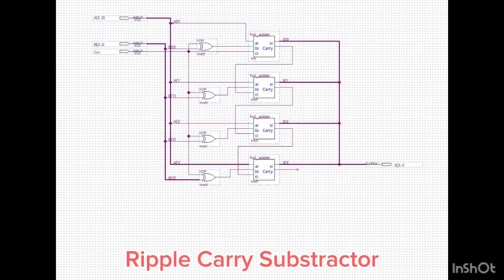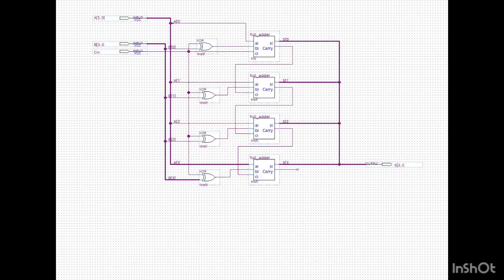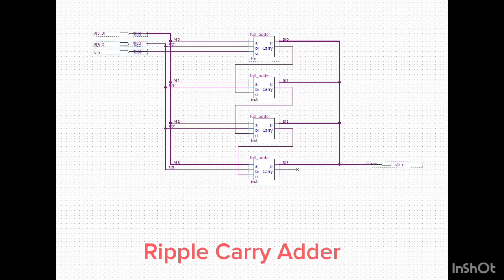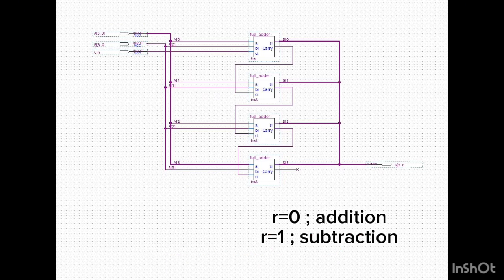So the subtraction is achieved by inverting the B input using XOR gates. In this case, the B input is connected through XOR gates, which are controlled by the signal R. When R is equal to 0, the XOR gates pass the B input unchanged and the circuit operates as a normal adder. When R is equal to 1, the XOR gates invert each bit of the B input, producing the 1's complement of B. So in summary, when R is equal to 0, it will go through addition, and when R is equal to 1, it will go through subtraction.